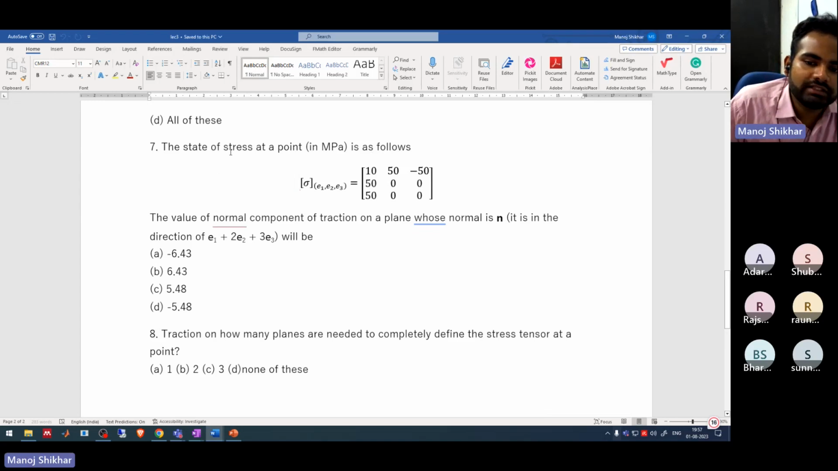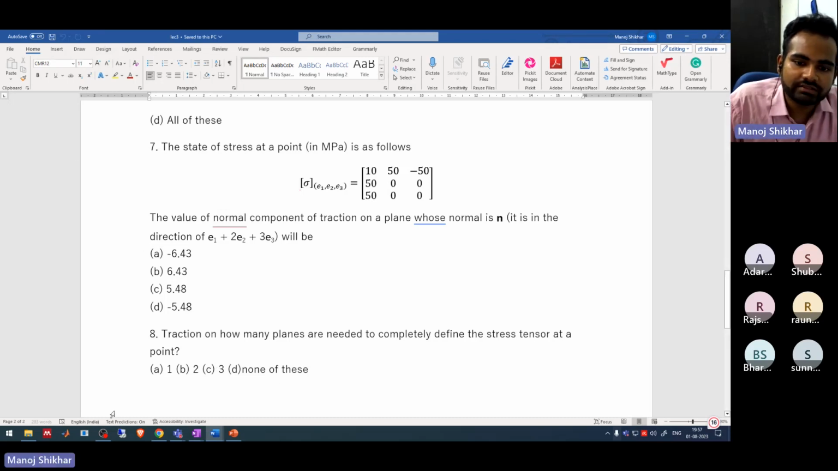So this question, I will first do the eighth question, then I will solve this question number 7. And this question is very important. It will clear your doubts. So traction on how many planes are needed to completely define the stress tensor at a point? So we need traction on 3 different planes. So answer is C. Now let us move on to question number 7.